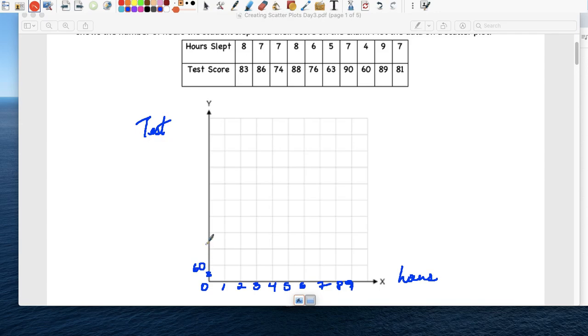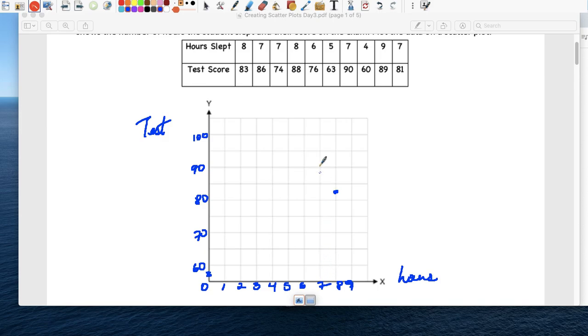60. Let's skip 2. I'm going to make that 70. Skip 2, 80. Skip 2, 90, and 100. So you'll see that's going to be much easier for us to see if there is a correlation here. So 8 hours of sleep, the kid got an 83, about here.